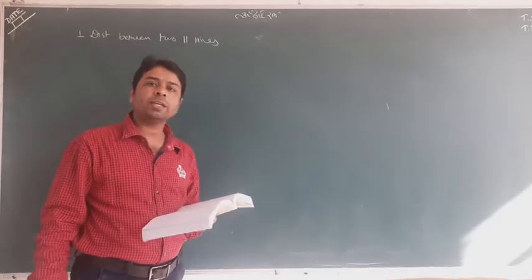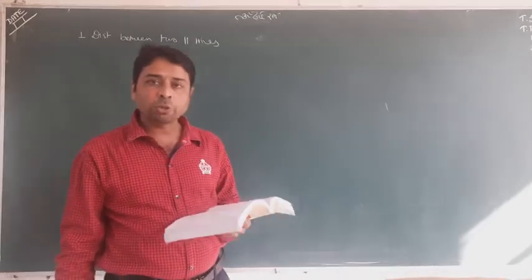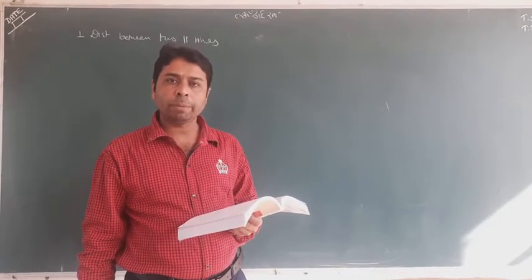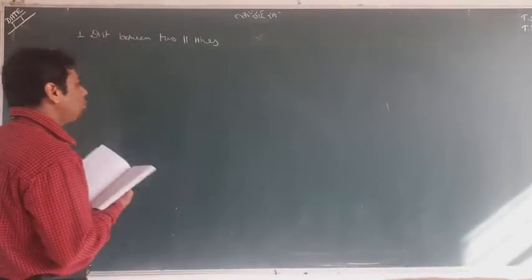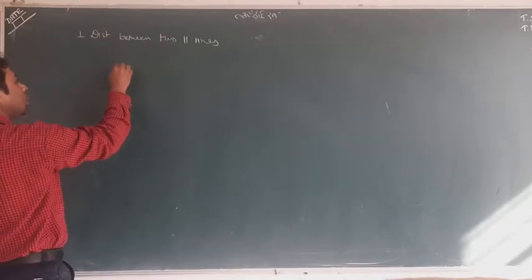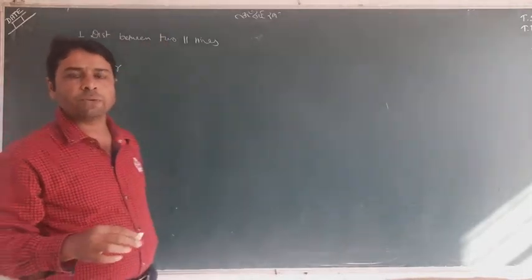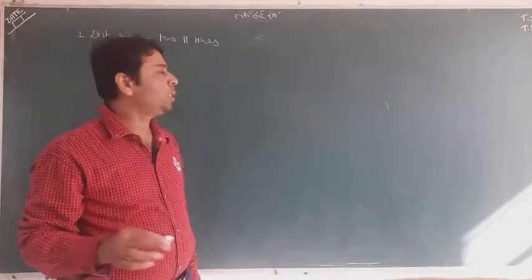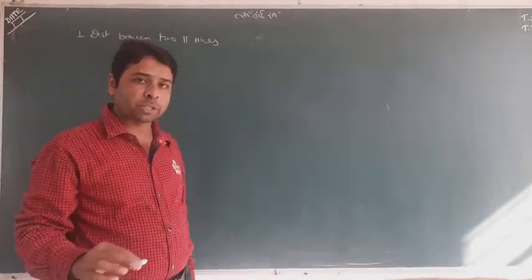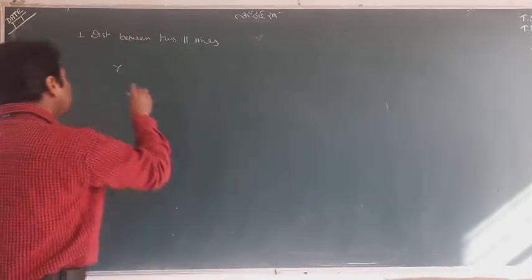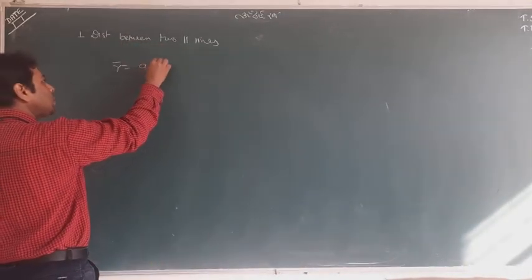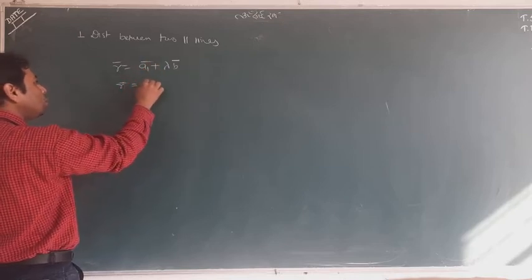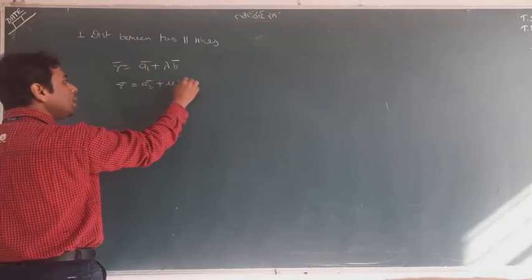How can we identify that lines are parallel? The ratios are in proportion, in equal proportion, or they may be equal. So first of all, again I say that this kind of question will also be done by the vector method only, meaning shortest distance or simple distance between two lines. So r = a1 + λb and r = a2 + μb.